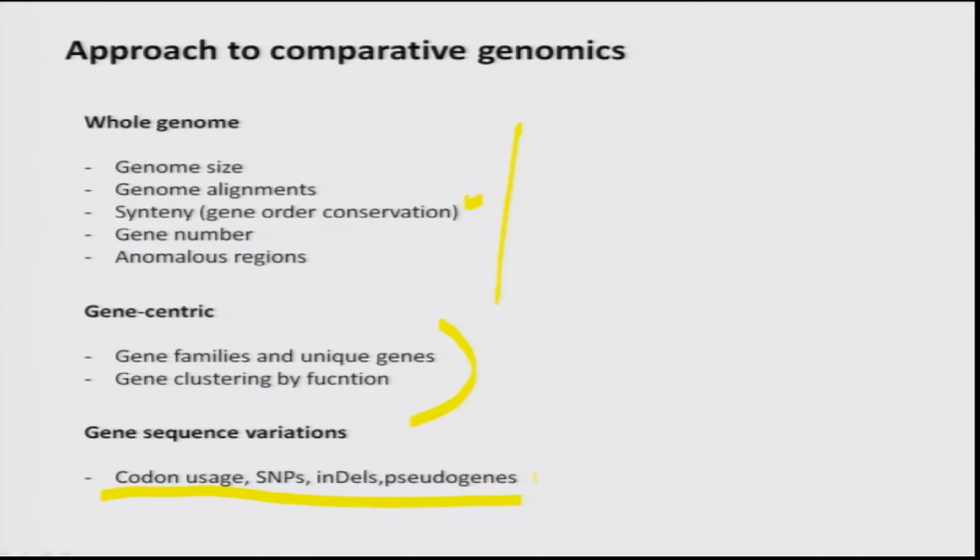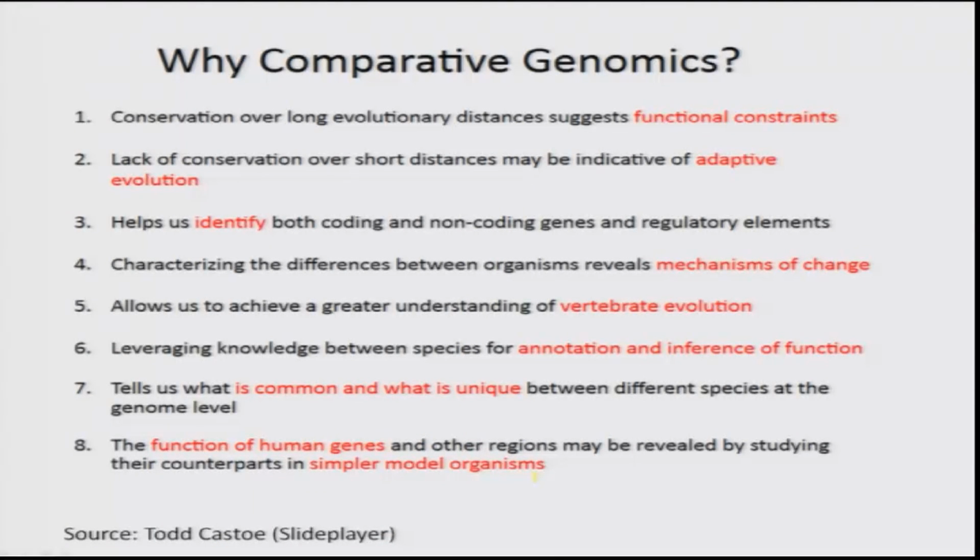So, right now in the remaining talk we are going to talk about the whole genome and gene-centric studies with regard to how they help us in understanding evolution. So, let us ask some simple questions. Why comparative genomics? Why at all do you need to do this study? We have discussed some examples. Still I am going to go back and ask this question because that will help you to appreciate the importance of this field.